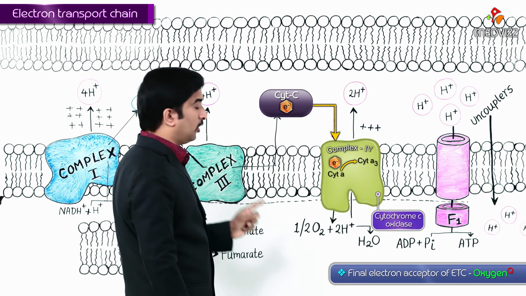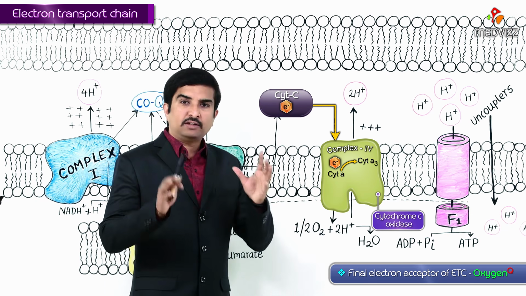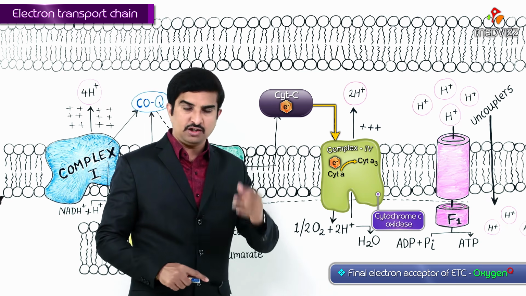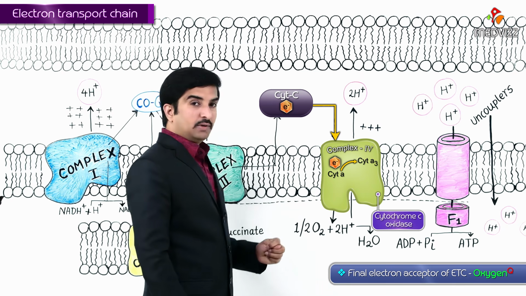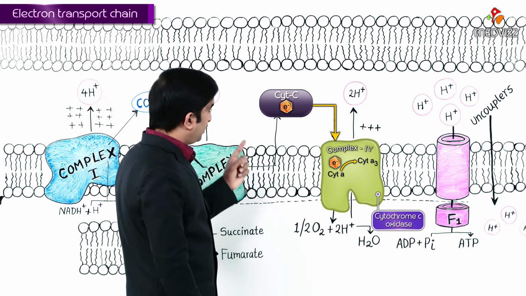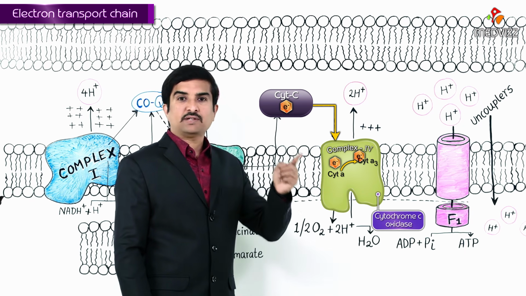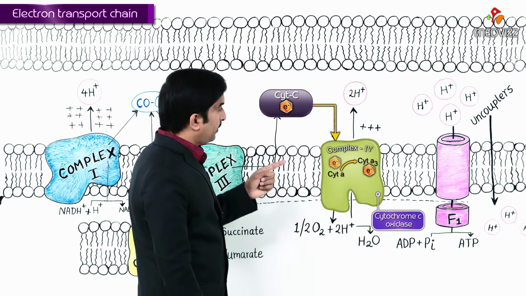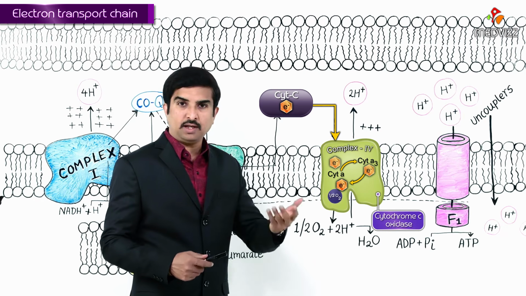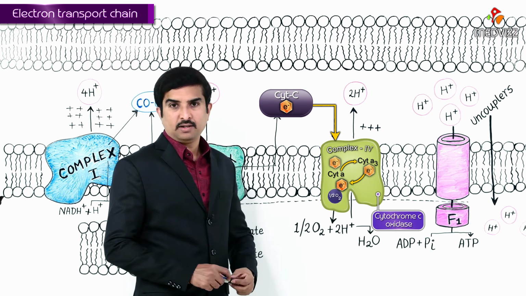electron acceptor of the electron transport chain. So remember that the final electron acceptor of the electron transport chain is oxygen at complex 4, that is cytochrome C oxidase. So the electrons are transferred initially from cytochrome C to cytochrome A, from there to cytochrome A3, and from cytochrome A3 then it is transferred to the oxygen to form water molecule over here.